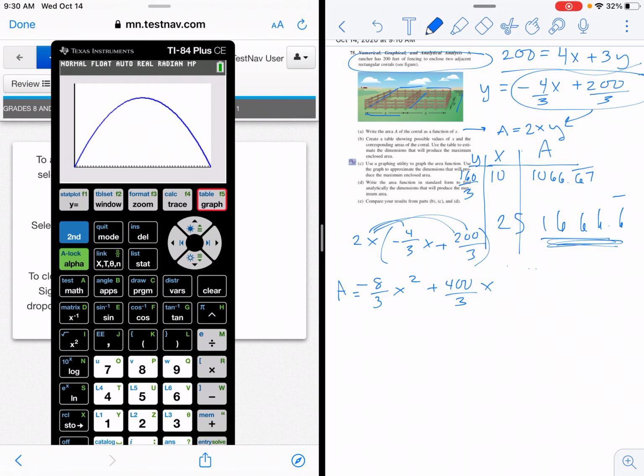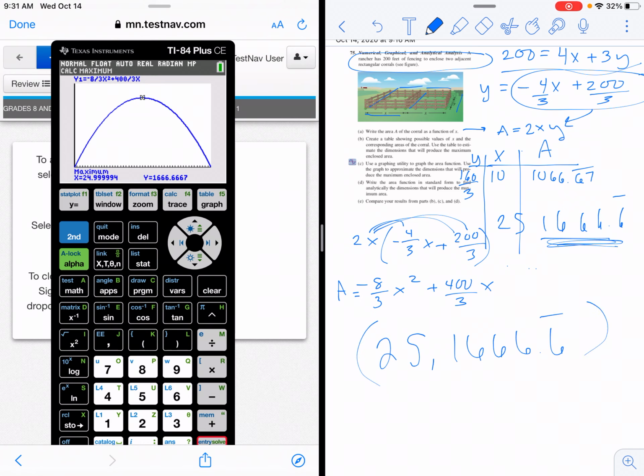And we can calculate the maximum. If we go second to calculate maximum, go left bound, right bound. So I'm going to go left bound, enter, right bound, enter, enter, no guess. And you can see the maximum is at 24.999999994, that just is a rounding error. So really it's 25. And so that's our maximum.